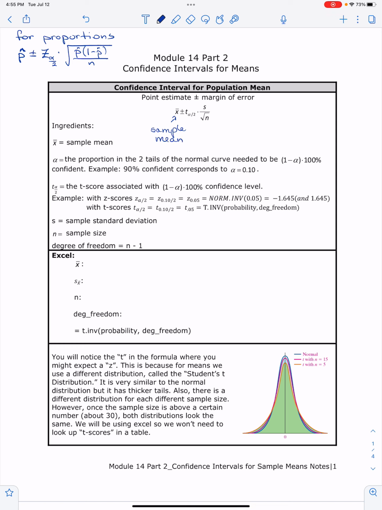Notice here, instead of the z alpha over 2, we've got a t of alpha over 2. We're going to have to figure this a little differently. Notice up top here, we are not using sigma, the population standard deviation, like we have in the past. We're using S. This is our sample standard deviation. And then square root of n, here, n is our sample size.